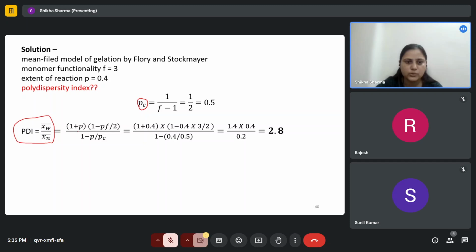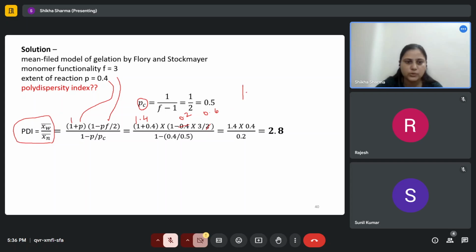So in this PDI formula, equal to 1 plus P, P is given in the question as 0.4, the extent of the reaction. So 1 plus 0.4, which is 1.4, right? Multiply by 1 minus PF divided by 2, where P is given as 0.4. So 1 minus 0.4 times F, which is 3, multiplied by 3 divided by 2. The 2 cancels with 0.4, giving 0.2. So 0.2 into 3 is 0.6, and 1 minus 0.6 is 0.4.